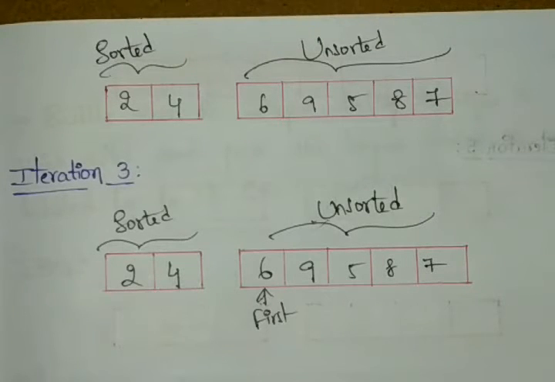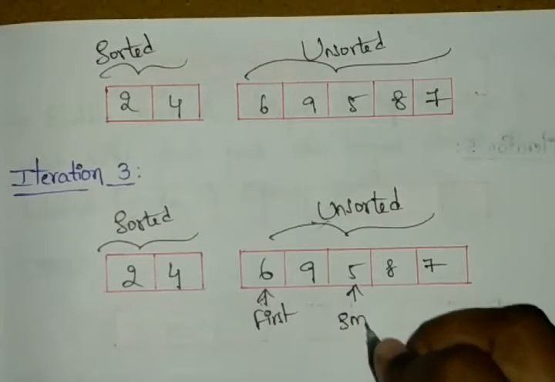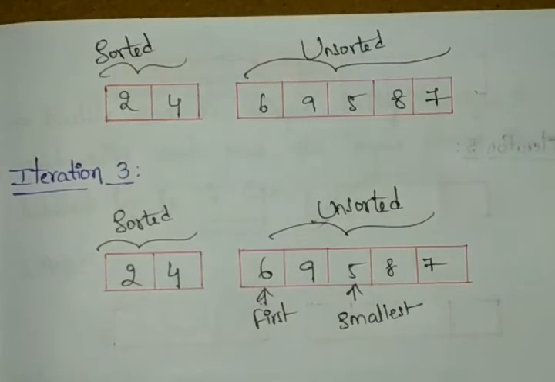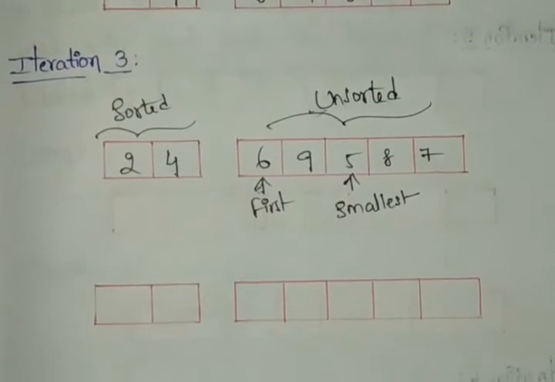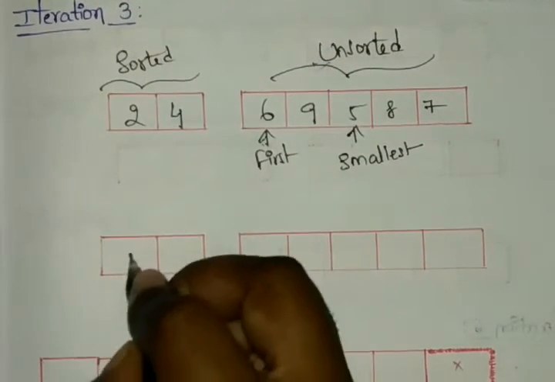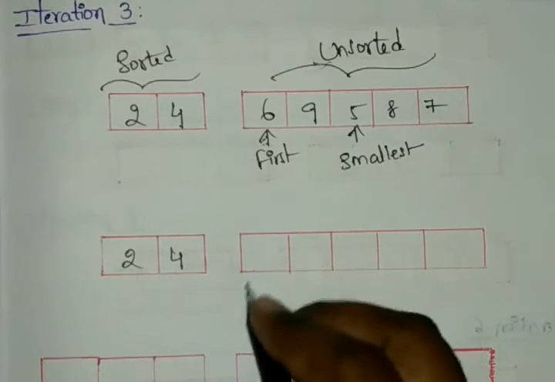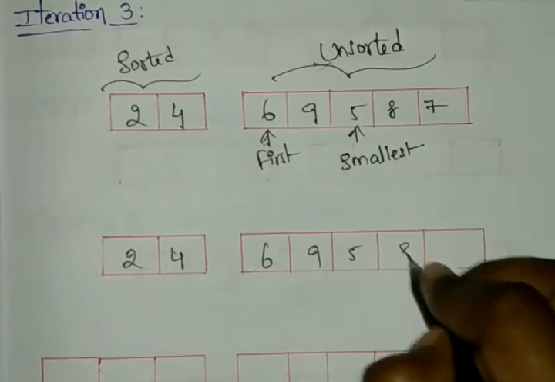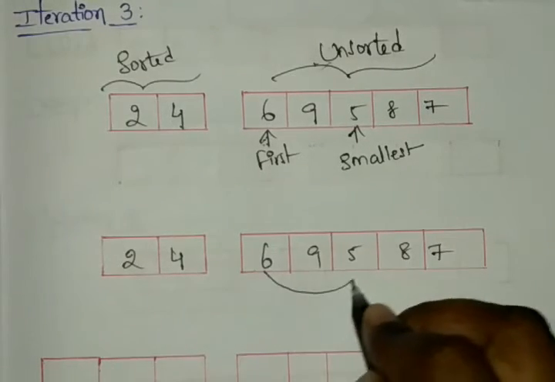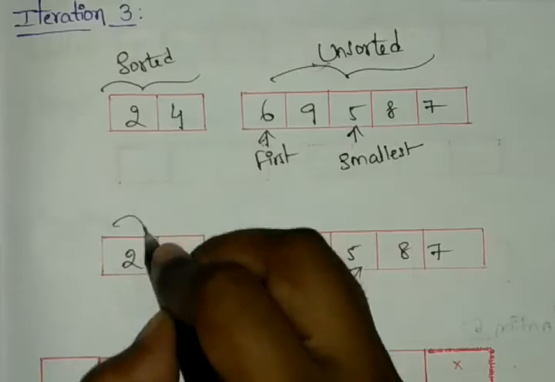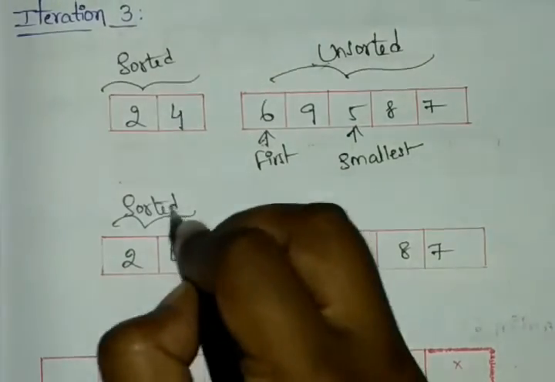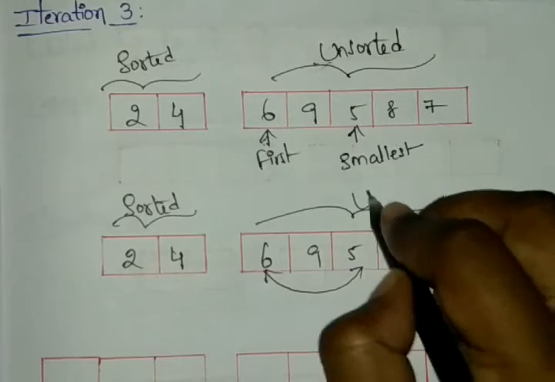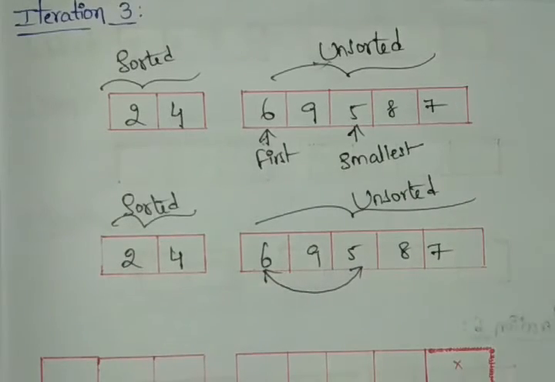And comparing to all the elements in the list here, 5 is the smallest element. Then make this the smallest. After that, your next step is to swap those two: 2, 4, 6, 9, 5, 8 and the 7. So now these two values will be swapped. Here the 6 will come to 5 and the 5 will come to 6. So we can swap here, 5 will come here and the 6 will move there.